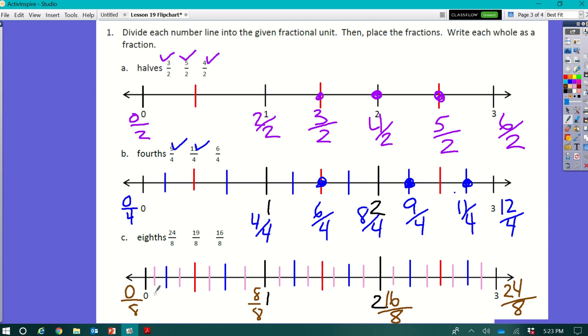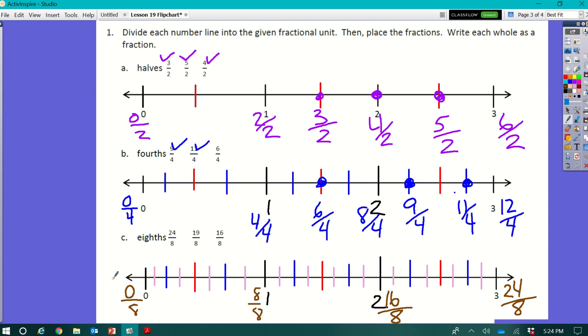And then you can check yourself with division. 0 divided by 8 is 0. 8 divided by 8 is 1. 16 divided by 8 is 2. And 24 divided by 8 is 3. So we know we're correct. We can do our division or you can use multiplication. 3 times 8 is 24. 2 times 8 is 16. 1 times 8 is 8. And 0 times 8 is 0. So just double check that your whole number fractions are correct.